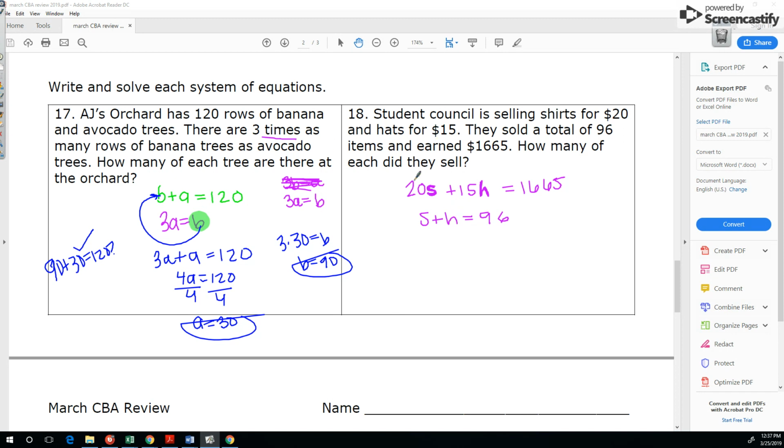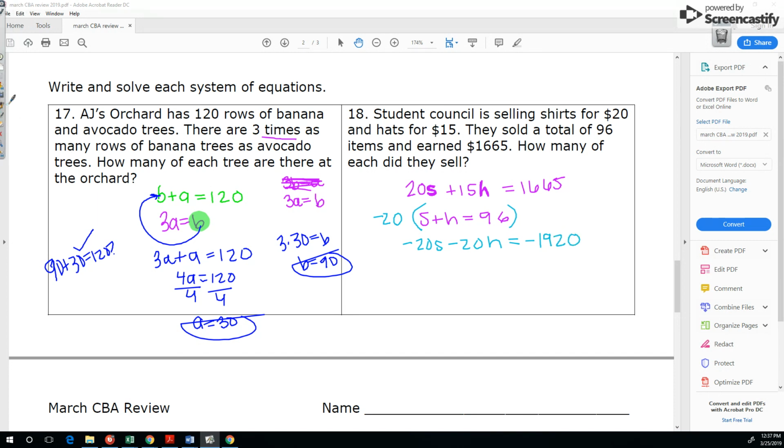So I'm just going to multiply by 20. That's easier than multiplying by 15 because I can do it in my head. So I'm going to take this entire equation and multiply it by negative 20. So that gives me negative 20s, negative 20h. And then if I double 96 and add a 0, that's basically multiplying by 20. So doubling 96 is 192. And then I have to add a 0.